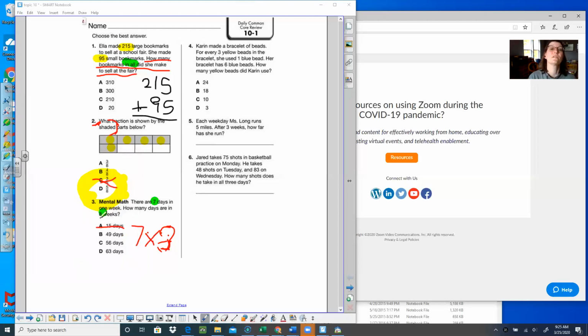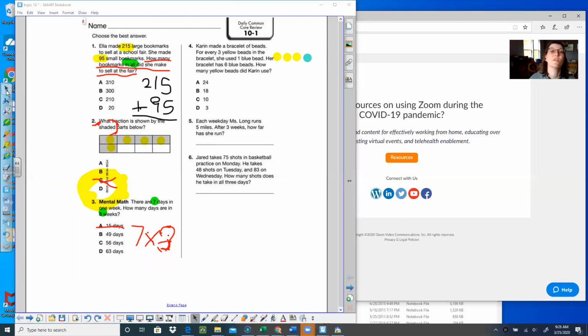Okay, so it says Corinne made a bracelet for every 3 yellow beads. So I need to put down 3 yellow beads. I hope that's yellow. 1, 2, 3. She used 1 blue bead. So I've got 1 blue bead now. Okay, I'm going to switch it back to my tool.